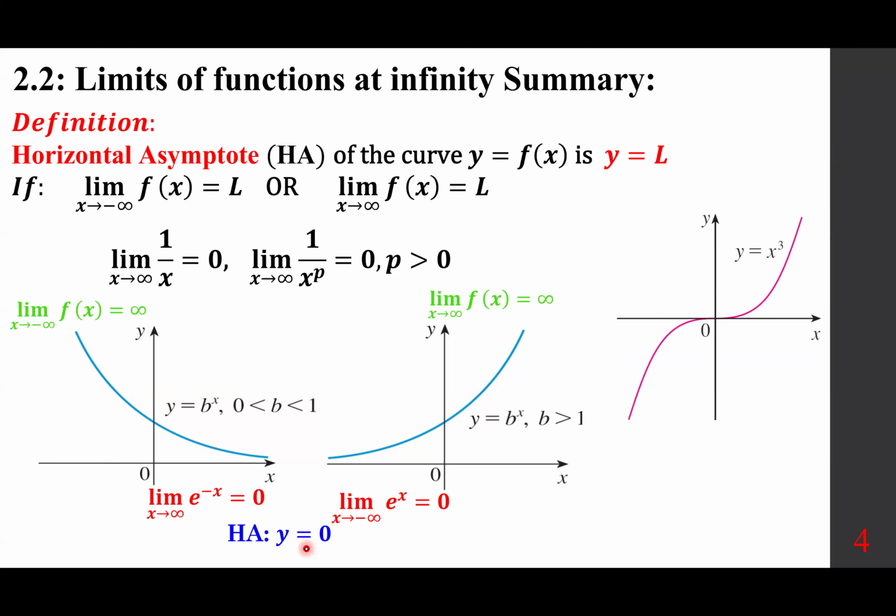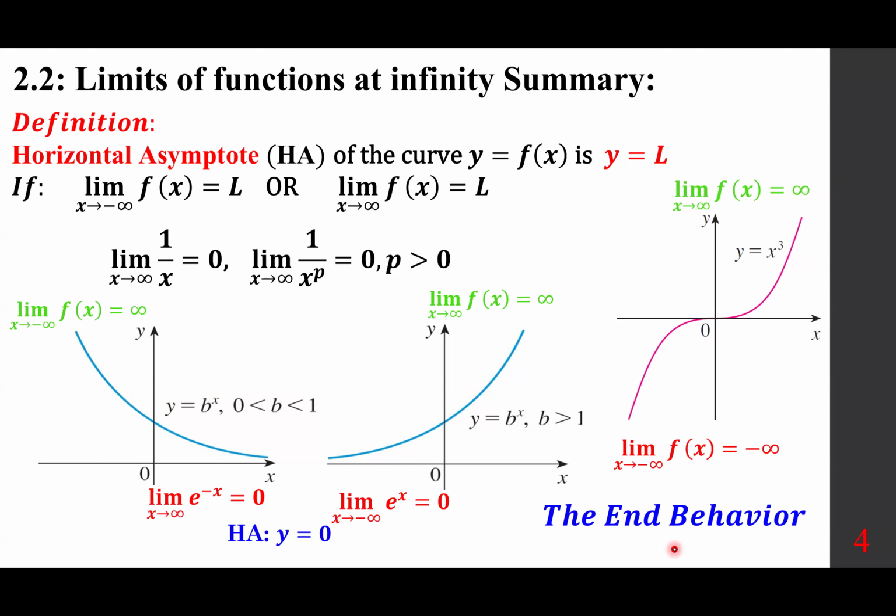One of the functions we are all familiar with is y equals x cubed. And what do we know about y equals x cubed? The limit of f of x as x approaches negative infinity is negative infinity. That means the third quadrant. And the limit of f of x as x approaches positive infinity is infinity. That means the first quadrant. And as you recall, this is known as the end behavior.